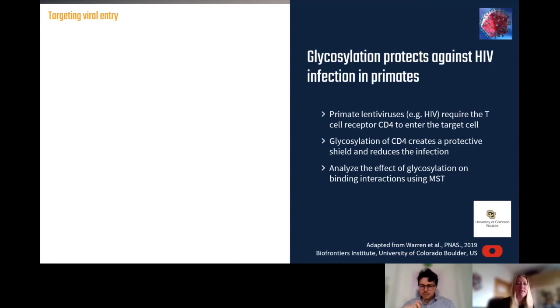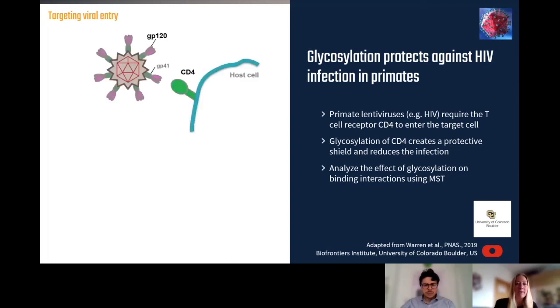Here, the researchers studied HIV, which requires the T cell receptor CD4 to enter the target cell. It has a major surface exposed protein, GP120, which binds to CD4. And in this study, they wanted to find out whether glycosylation of CD4 had an effect on the affinity, so on the binding, but also on the infection.